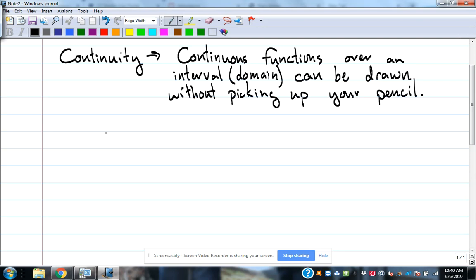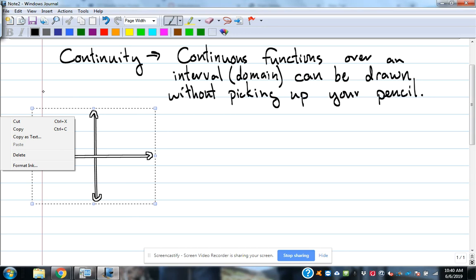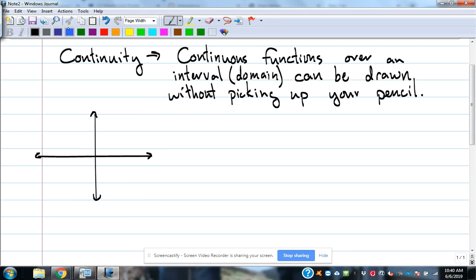Example of a continuous function. I'm just going to draw a small coordinate plane here and draw a few examples of continuous and discontinuous functions. So a continuous function, here's one that's a good example of continuous. I can take my pen and trace that across the entire picture without picking it up. I don't have to pick it up to jump to another spot. This one is continuous.